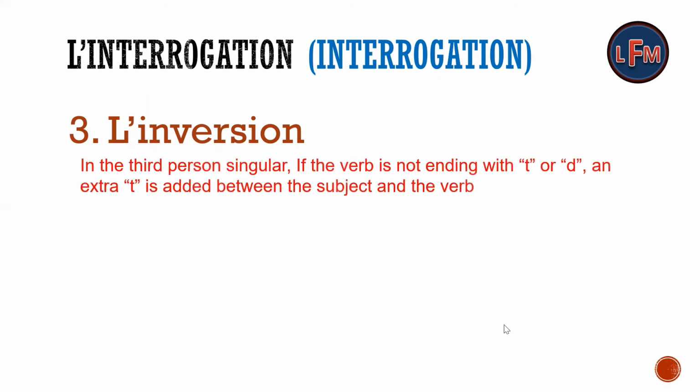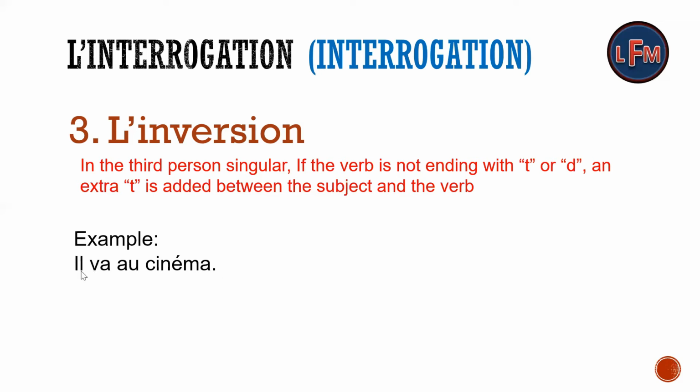When we do inversion, we must take care that in the third person singular, if the verb is not ending with t or d, an extra t is added between the subject and the verb. Means, in the third person singular, like il or elle, if the verb which it follows is not ending with t or d, we put an extra t between the subject and the verb. For example, il va au cinéma.